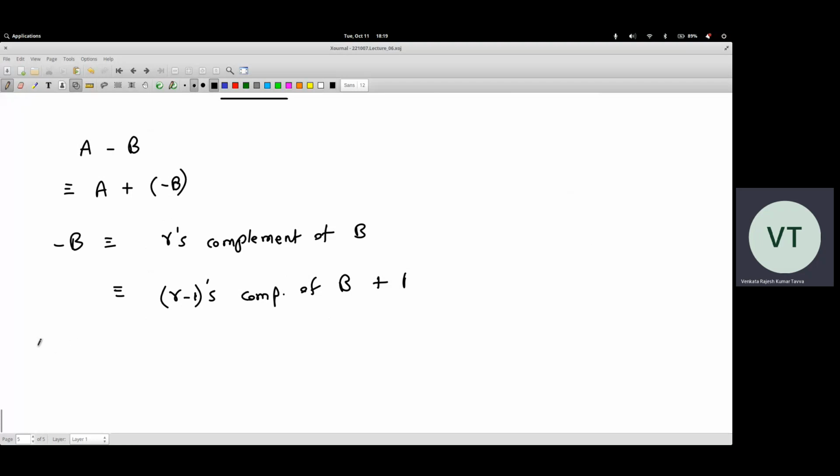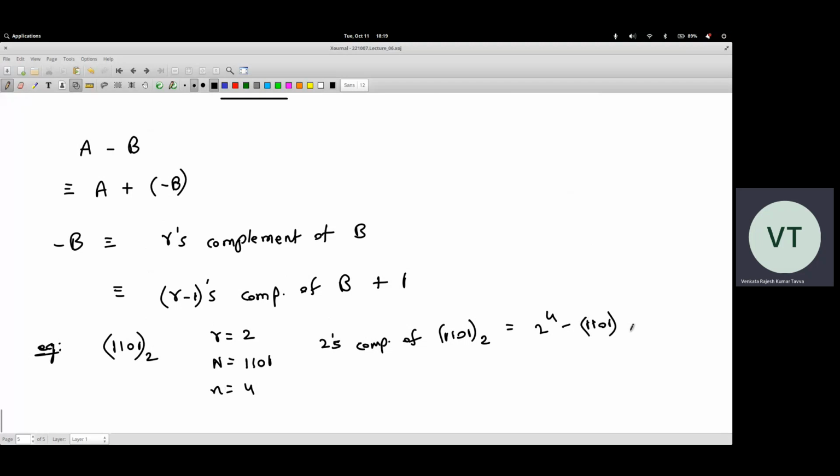Now imagine, let's do it for binary numbers. Suppose this is in binary. So here what is r? R is the base. That is 2. Capital N is 1101. Small n is 4. So now 2's complement of 1101 base 2 is 2 power 4 minus 1101 base 2.